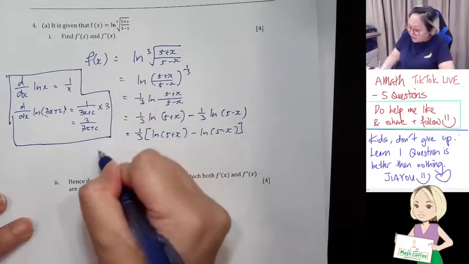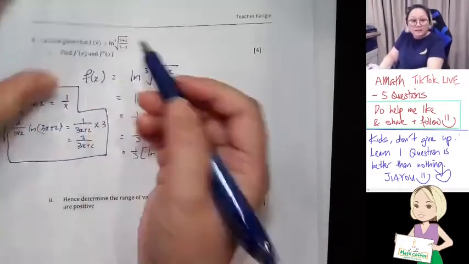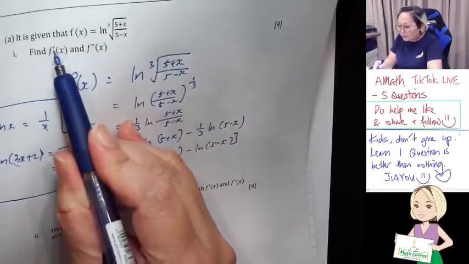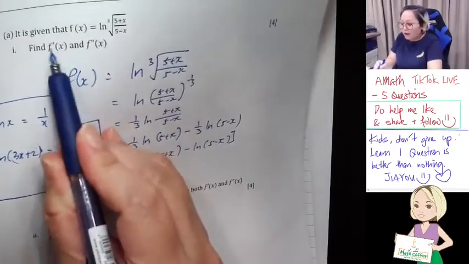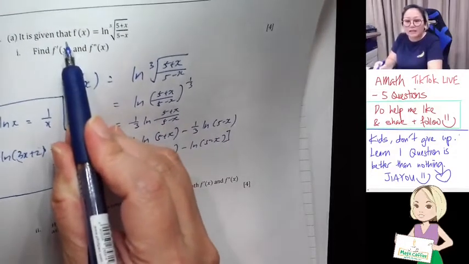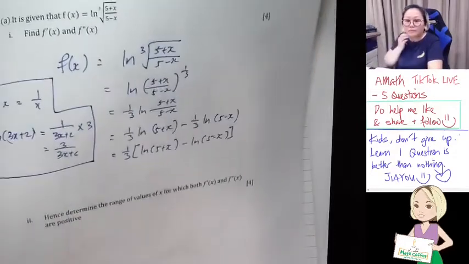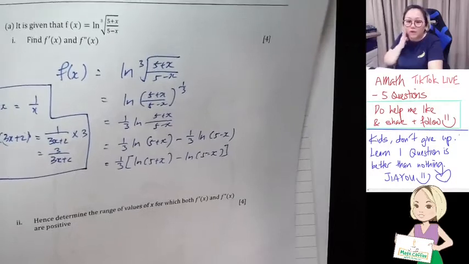Okay, so now let's differentiate. So kids, just to let you know, do you see the prime? You need to know f prime simply means dy dx.